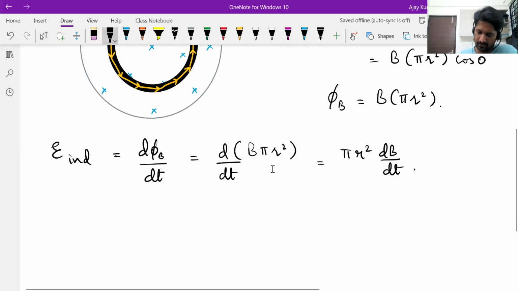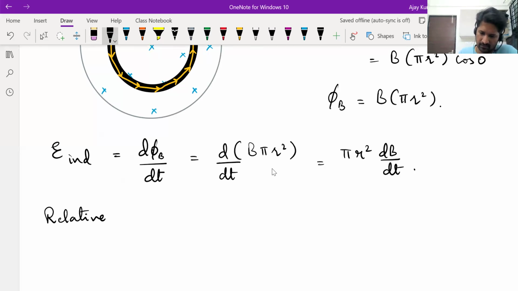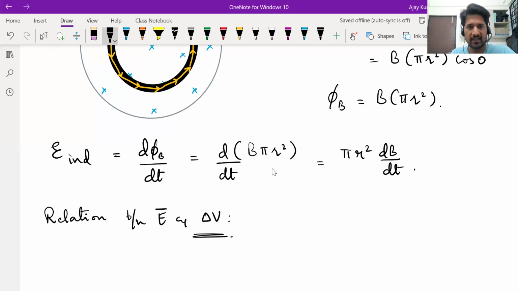So the electric field is like negative to potential difference. Not exactly. Anyone else? The relation between electric field and potential difference, or how to derive potential difference if you know the electric field.